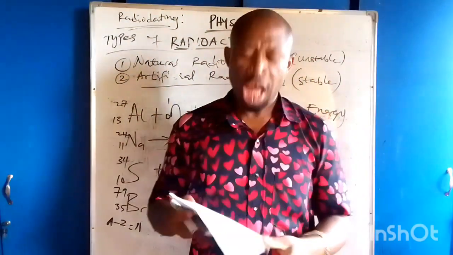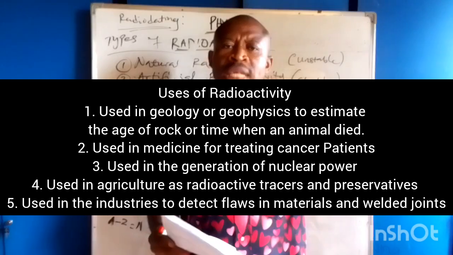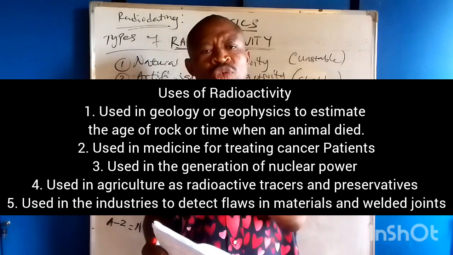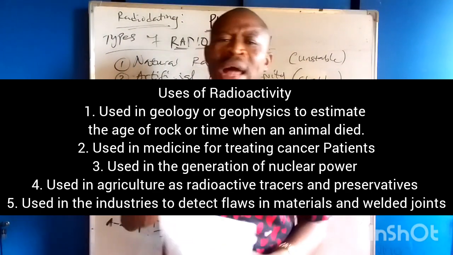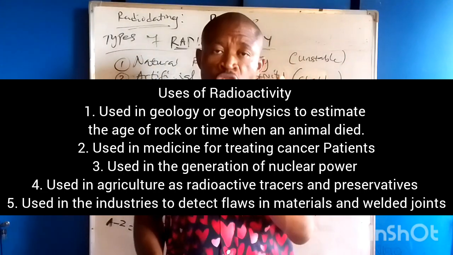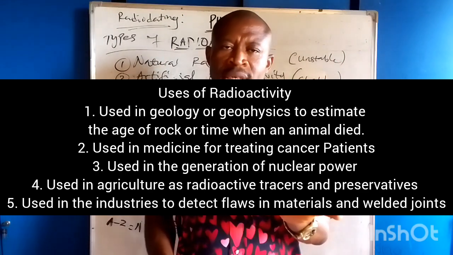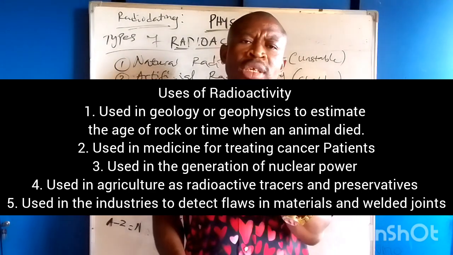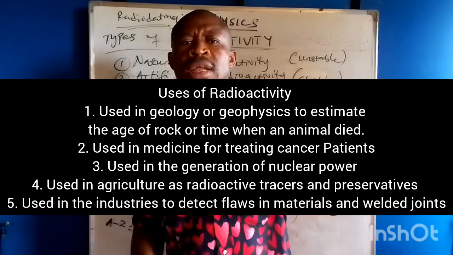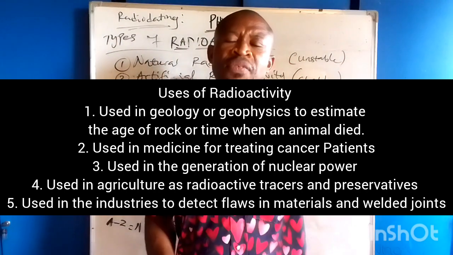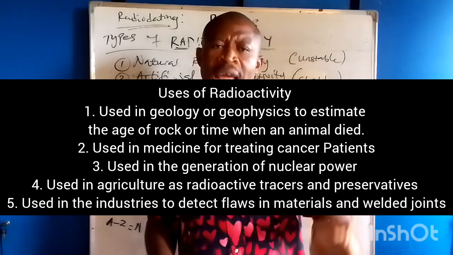So let us take some of these uses of radioactivity. One of the uses of radioactivity is that it has its peaceful uses. In an exam, if you are asked to state some peaceful uses of radioactivity, you do not need to tell them that it is used in the production of an atomic bomb. No. Apart from that, there are other peaceful uses. Number one, radioactivity is used in geophysics or in geology to estimate the age of rock or to estimate the time when a plant or animal died. Another one, they are used in agriculture as preservatives or as fertilizers or tracers, or to check the distribution of fluid in plants or water in animals. So these are some of the uses.